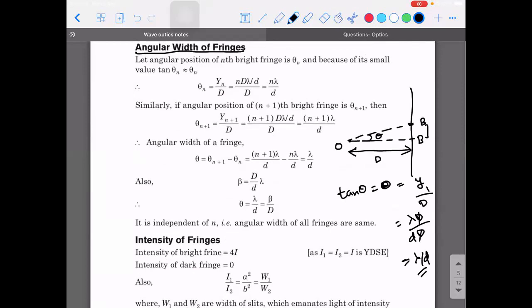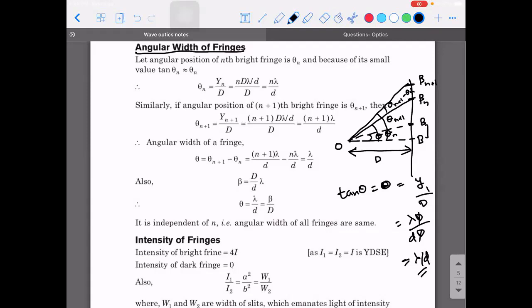Suppose I want to calculate the angular width of the nth fringe. What am I supposed to do? Let us say this is the nth fringe and this is the n plus 1th fringe. The nth fringe is making an angle theta n, the n plus 1th fringe is making an angle theta n plus 1. Then what is going to be the angle between these two? It will be theta n plus 1 minus theta n.